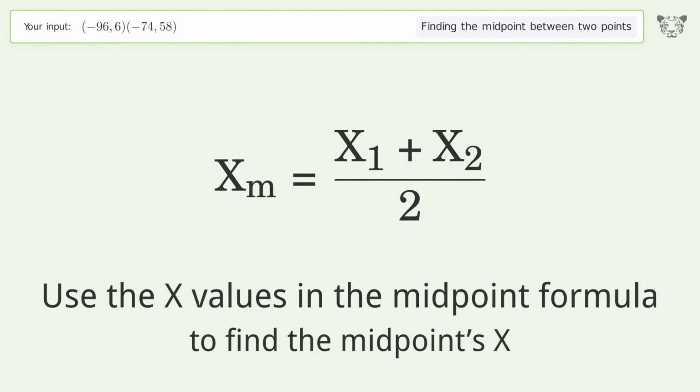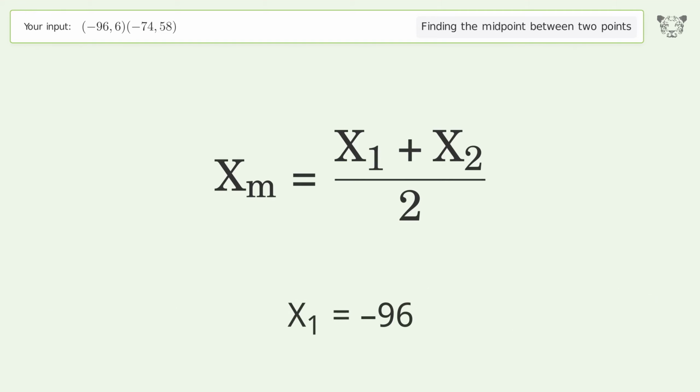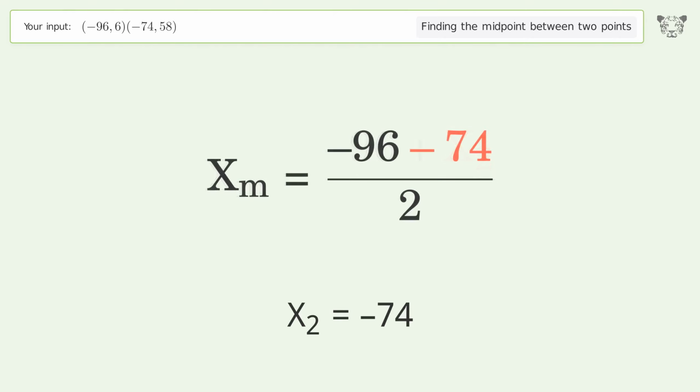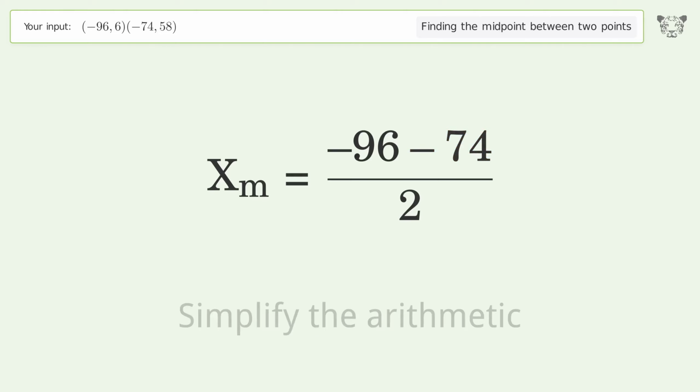Use the x values in the midpoint formula to find the midpoint's x. x1 equals -96. x2 equals -74. Simplify the arithmetic.